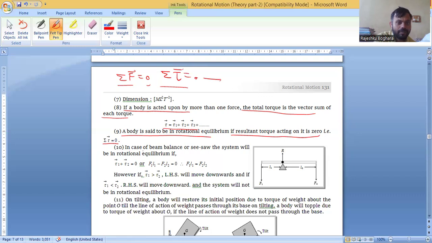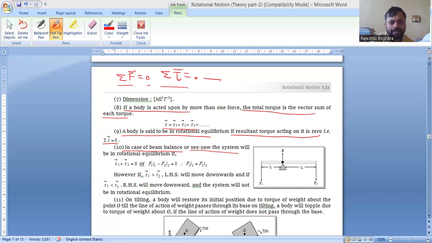In case of a beam balance or a seesaw, the system will be in rotational equilibrium. So in a garden, a seesaw or a beam balance means one person is placed here, one person is placed here. Then this is the equilibrium, meaning no net torque is acting on this system. Tau 1 plus tau 2 equals 0.